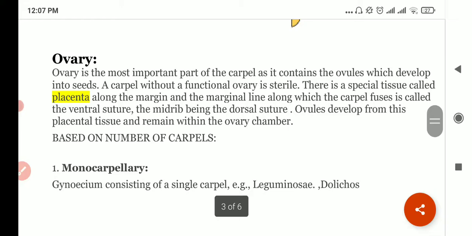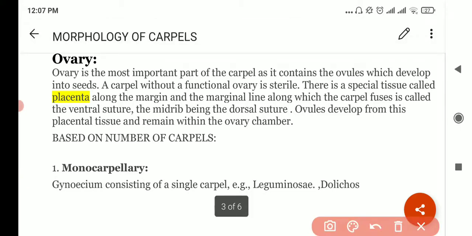So looking at the ovary is the most important part, because obviously what does it contain? It contains the ovules, and those ovules will develop into the embryo, and from the embryo into the seed, which will give rise to a new plant. And if there is no ovary inside the carpel, it will be sterile.